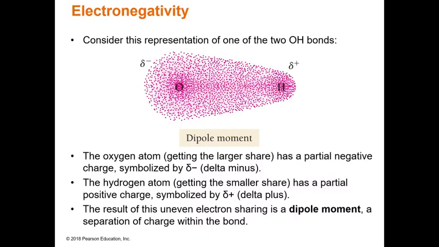The result of this unequal sharing is a dipole moment, a separation of charge across the bond. We represent this with the delta symbol, delta negative on the more electronegative atom and delta plus on the less electronegative one.